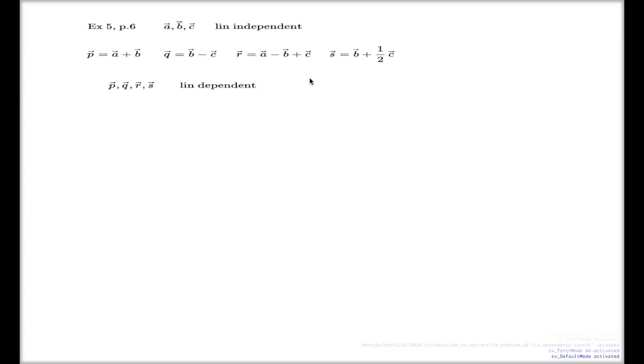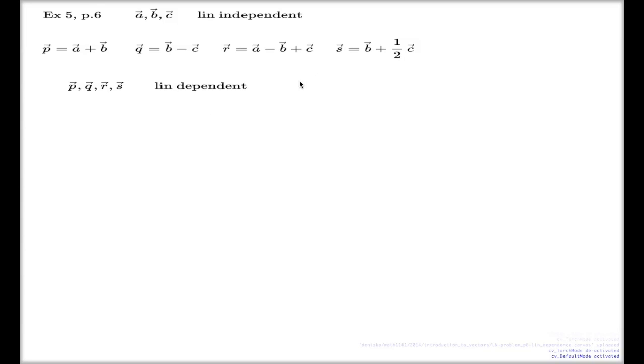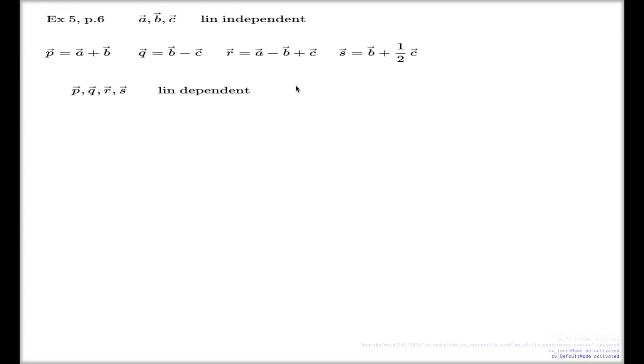Right, so the example says this. We are given three vectors, A, B, and C, and we assume that they are linearly independent. Based on that, we build another four vectors, P, Q, R, and S, and that's exactly how we build them via these identities. Like this, like this, like this, or like this.